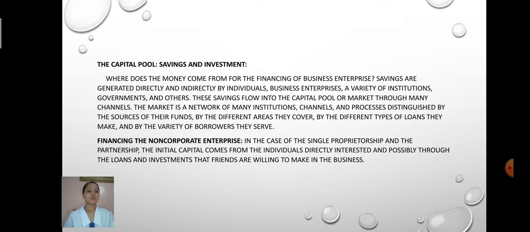Financing the non-corporate enterprise. In the case of the single proprietorship and the partnership, the initial capital comes from the individuals directly interested and possibly through the loans and investment that friends are willing to make in the business.